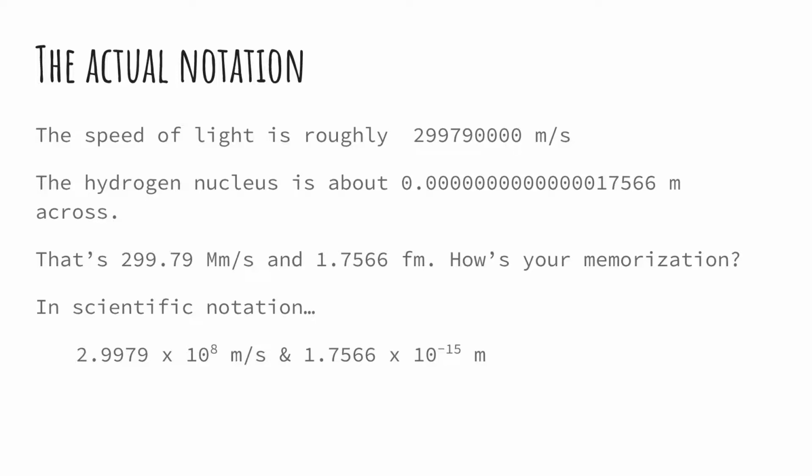Likewise, that 0.000000000017566. We've moved the decimal place over. Every time we move the decimal, that's another number on the exponent, and that's how we got 1.7566 times 10 to the negative 15th. We've moved the decimal place 15 steps to the right.